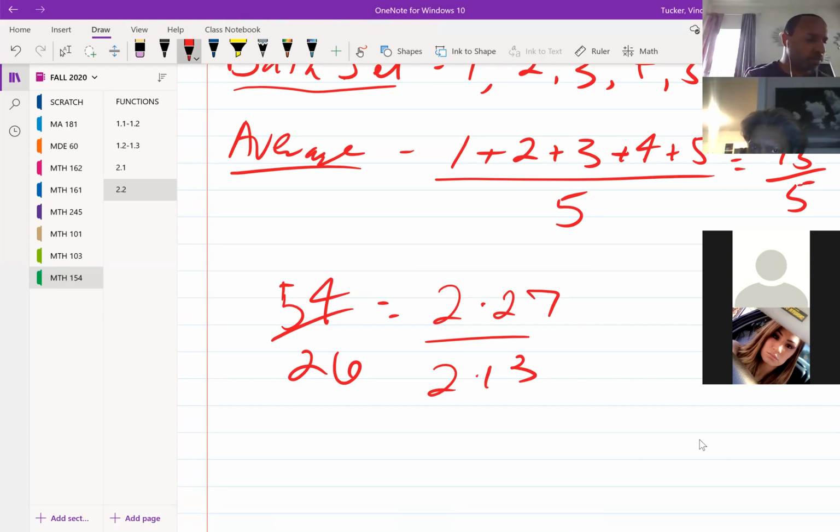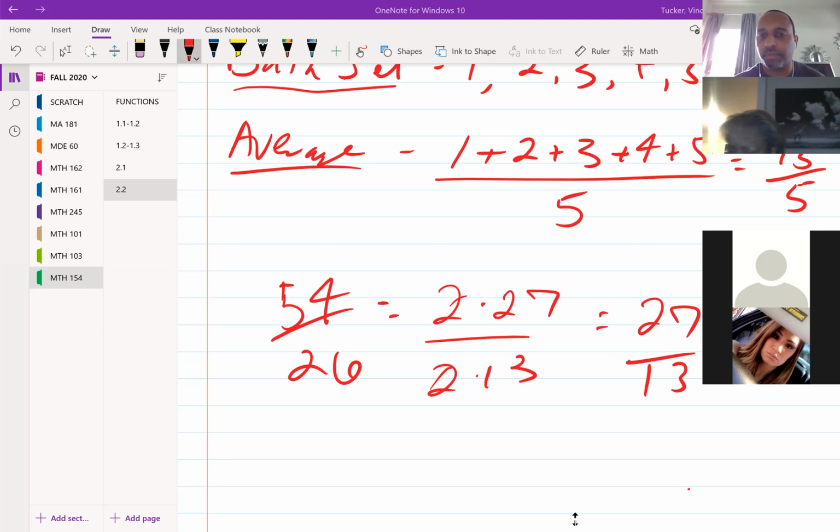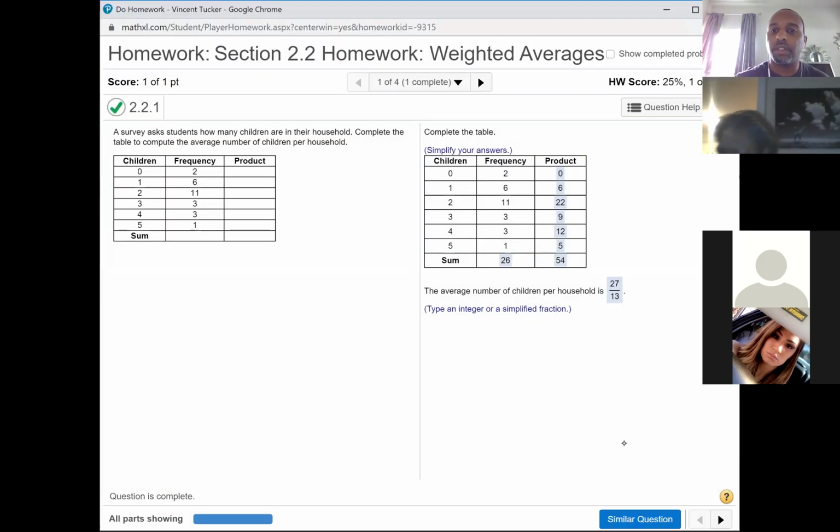Hold on. Just making sure I didn't do something wrong the first time. It was 54 and 26. So it should be just 27 over 13, excuse me. I didn't share my screen again, but yeah, it was 27 over the 13. So when they say they wanted you to type it, make sure you pay attention to the directions. Type as an integer or simplified fraction. So the fraction was 54 over the 26. They both were divisible by 2, so 27 over 13.